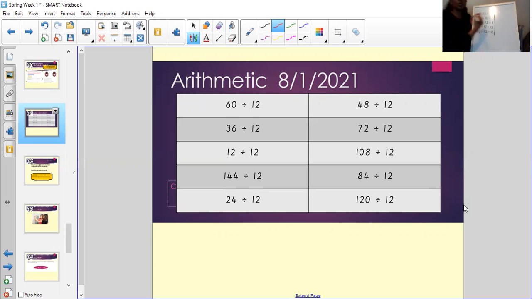And on the other side of the board, I'm going to do the rest of the questions. 48 divided by 12 equals 4. 72 divided by 12 equals 6. 108 divided by 12 equals 9. 84 divided by 12 equals 7. And finally, 120 divided by 12 equals 10. And there you have it.